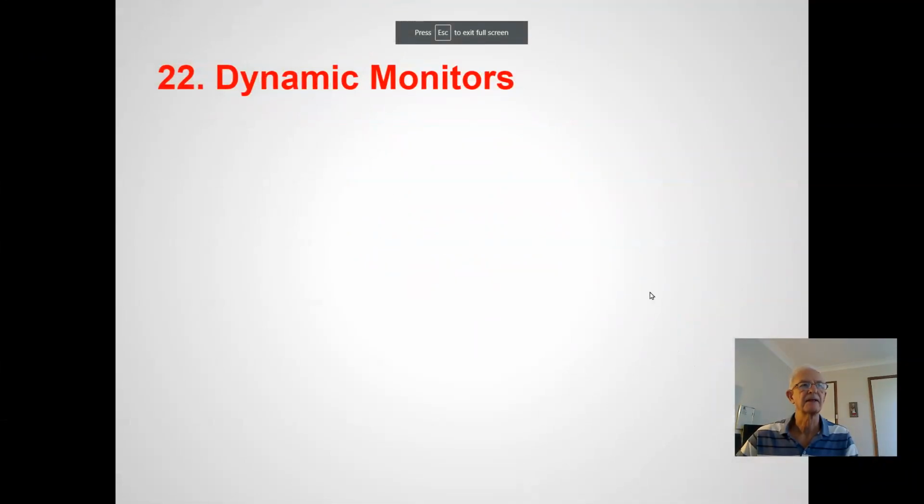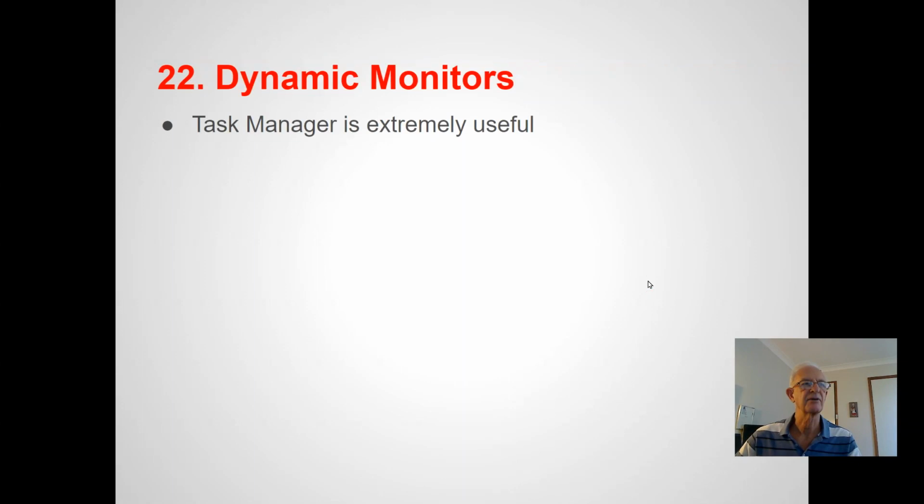Okay, so we now go on to dynamic monitors. Dynamic monitors are really important to be able to see what's happening on your machine. It's a bit like looking at the tacho and the speedo and the fuel tank and everything of your car. It's knowing what's going on. And Task Manager is the one that comes with Windows and is really, really very useful.